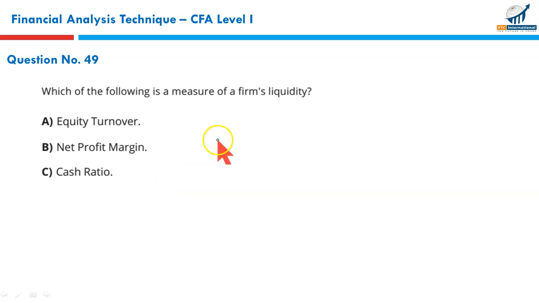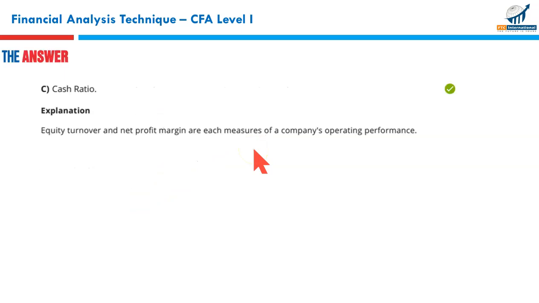Next, which of the following is a measure of a firm's liquidity? Current ratio and quick ratio are the measures of liquidity. Let's see. Equity turnover is a measure of activity. Net profit margin is a measure of profitability. Cash ratio, that is cash plus marketable securities upon current liabilities, is a measure of liquidity. C is the right answer.